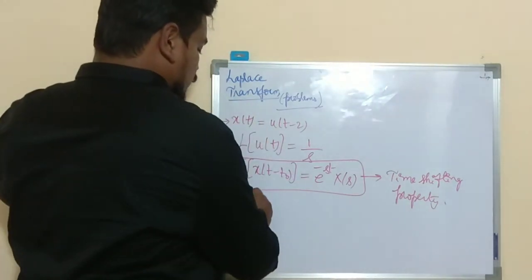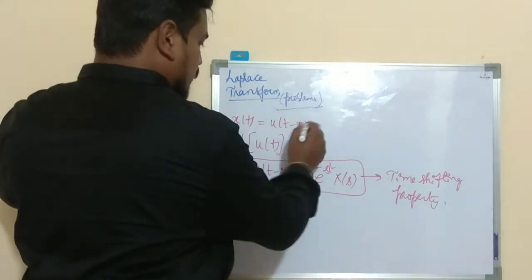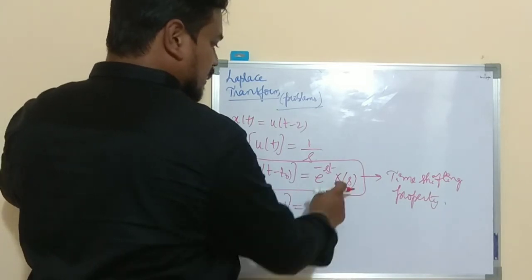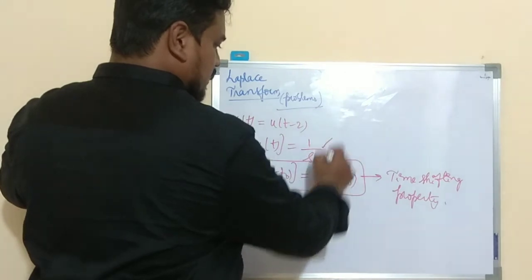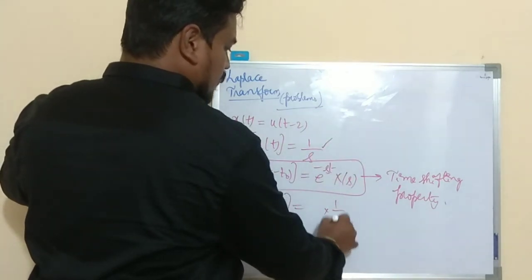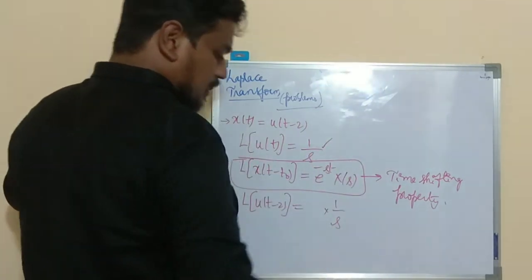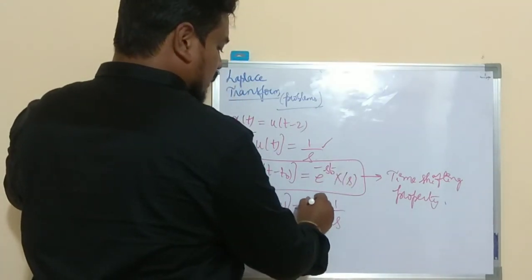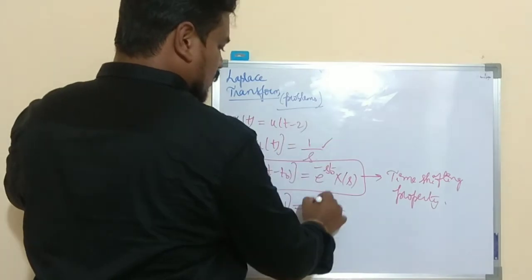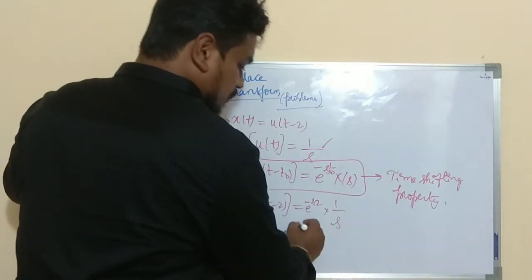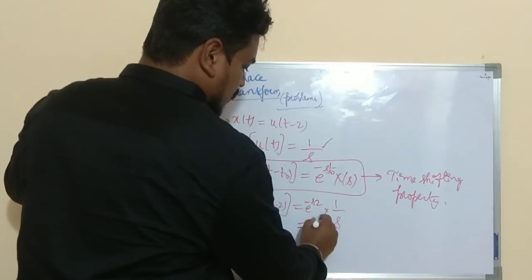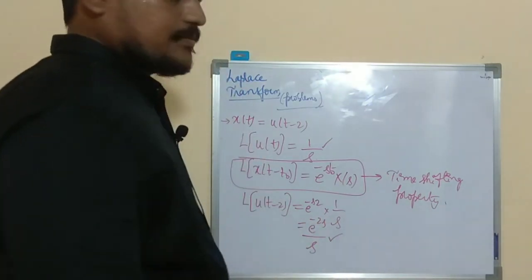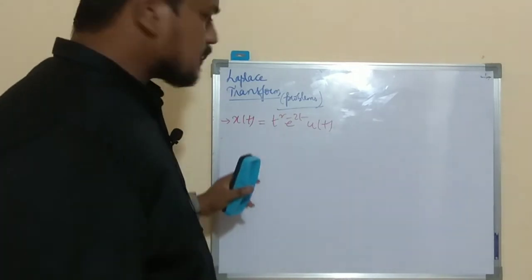Now the Laplace transform of the shifted version, u of t minus 2, will be equal to, what is X of s here? X of s is 1 by s. And what is this t naught here? It is e power minus s into t naught, and t naught is 2 here. So that becomes e power minus 2s by s. This is how you calculate it.